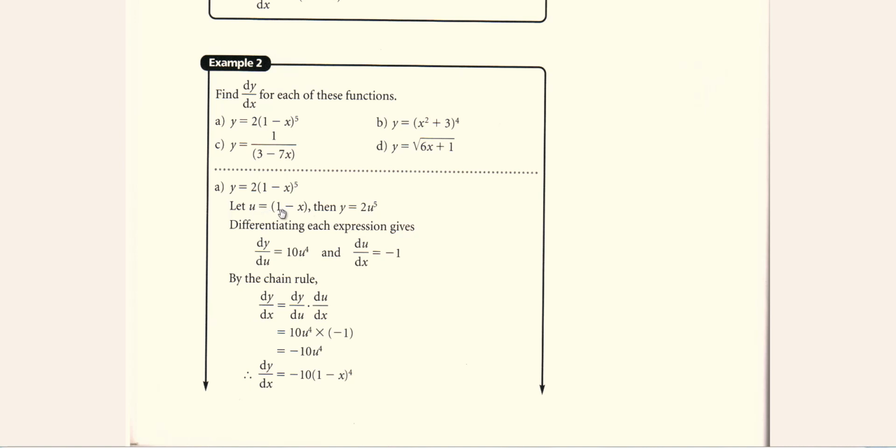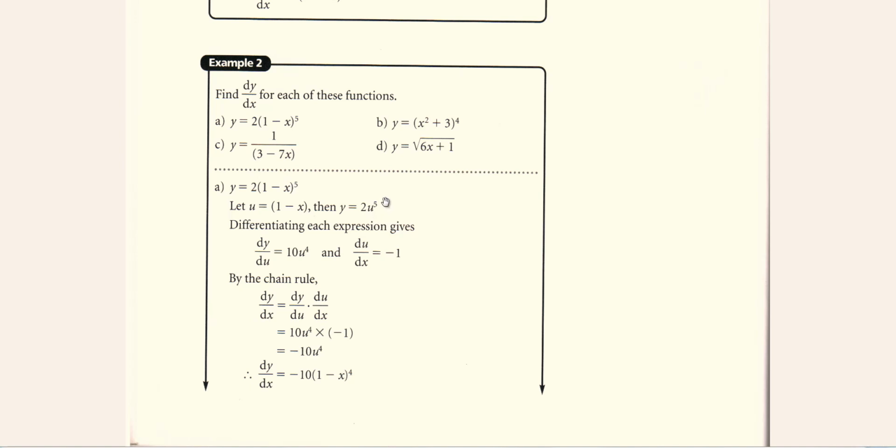So u is going to be 1 minus x. Then instead of having 1 minus x, we have u. It becomes this. Y is equal to 2u to the power of 5. This is very easy to find the derivative of y. So it would be dy du, because now y is a function of u, not of x.